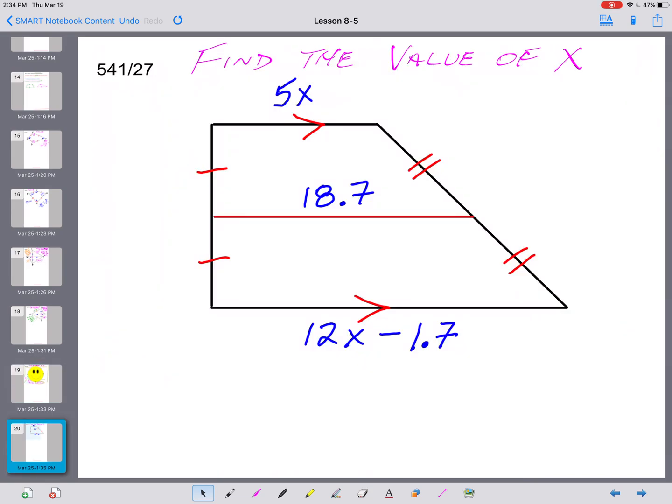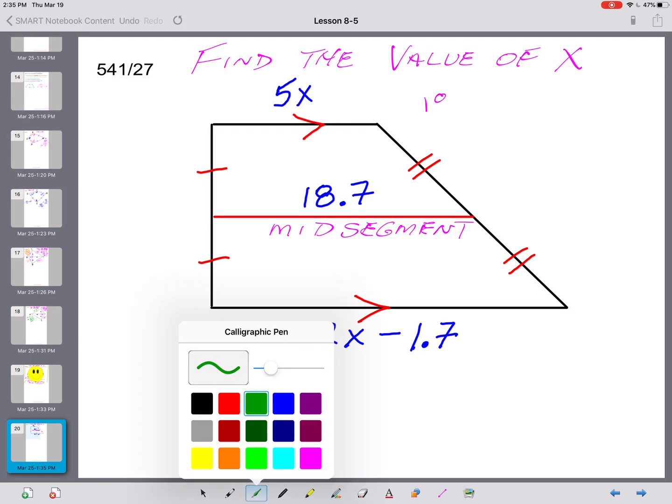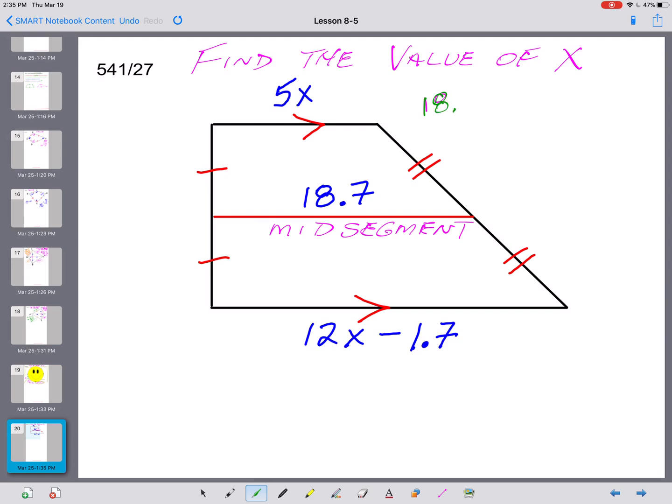Here we go. Going to the last one. Okay. Again, the mid segment. The mid segment is the average of the two bases. So that's how we're going to set it up. Let's do it again. Let's do it in a color here, green. 18.7 equals the average of the two bases. Let's add them up. 5x plus 12x minus 1.7, divided by 2. Again, we add up the bases and divide by 2. That's how you get the average.